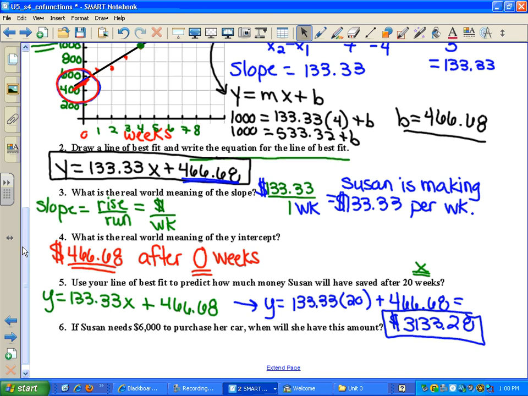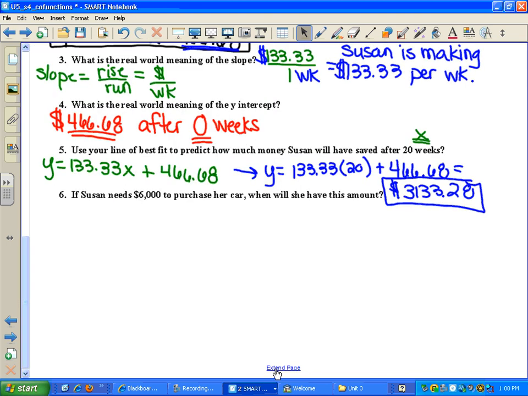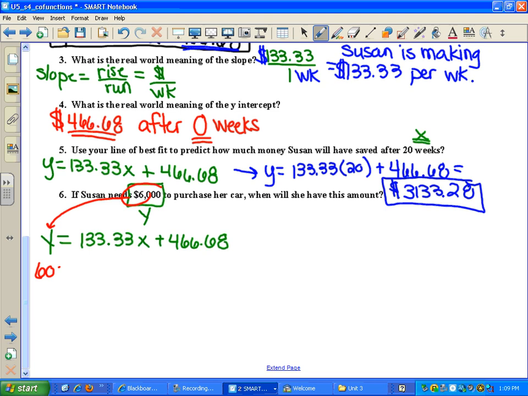So the great thing about these trend lines or lines of best fit is that they help us predict. Okay, let's look at this one. If Susan needs $6,000 to purchase her car, when is she going to have this amount? Well, this money right here is my y value. So again, I'm going to take my equation of y equals 133.33x plus 466.68. And everywhere I see a y, I'm going to plug this number in. So 6,000 equals 133.33x plus 466.68. And I'm going to solve for x.